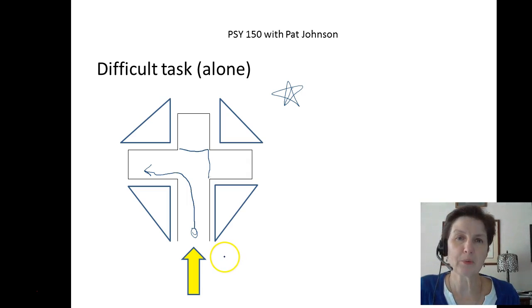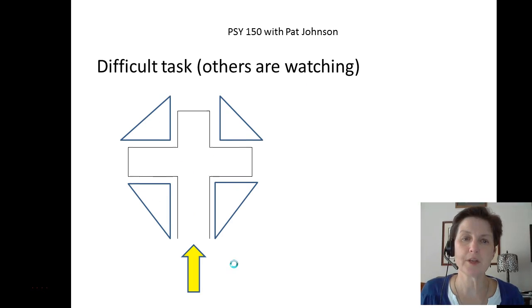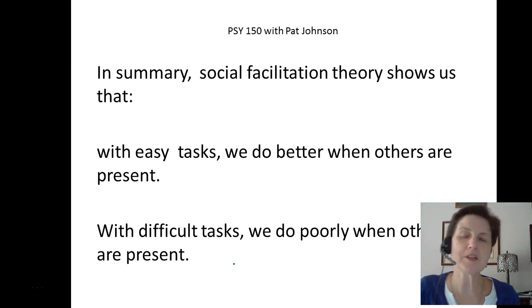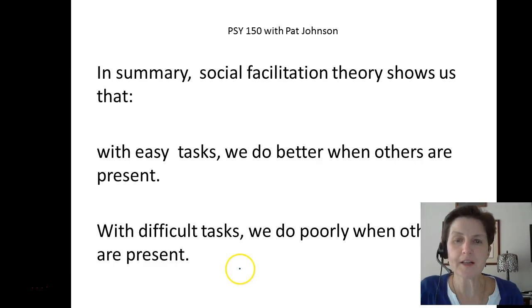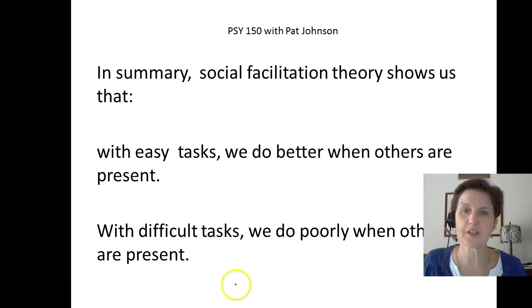But imagine you're running a race and your heart rate is increased. That's going to do you very good service. That arousal will actually increase your performance. So, in summary, social facilitation theory shows us that with easy tasks, we do better when others are present, and with difficult tasks, we do poorly when others are present. And that's social facilitation theory.